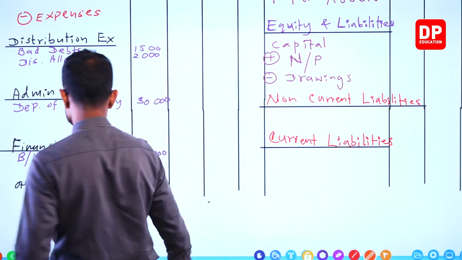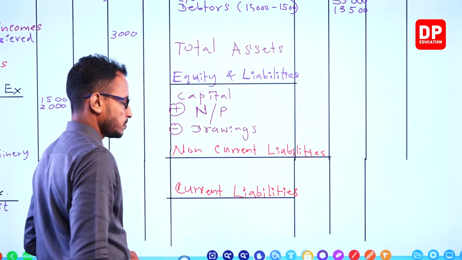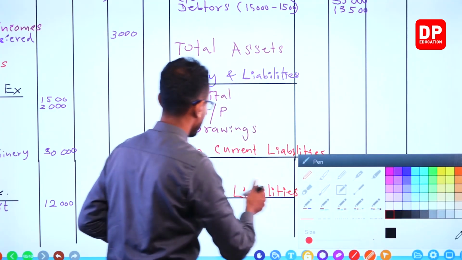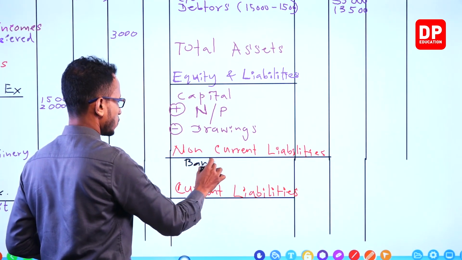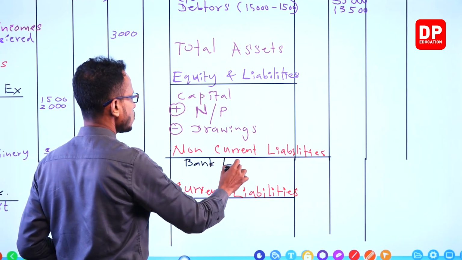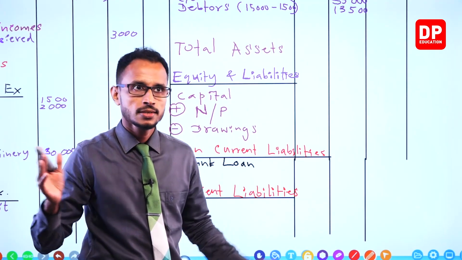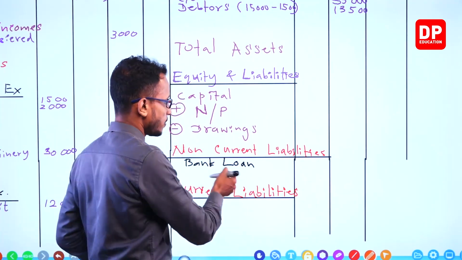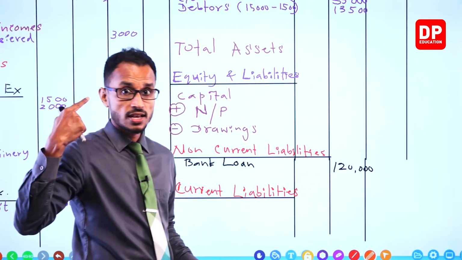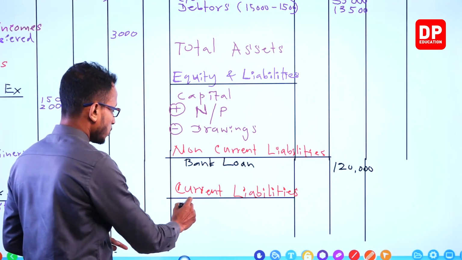Then go to the SOFP. Under non-current liabilities, put the bank loan. Why? Because the bank loan is a non-current liability, of course. It's a long-term liability. 120,000. I'm just remembering these figures.